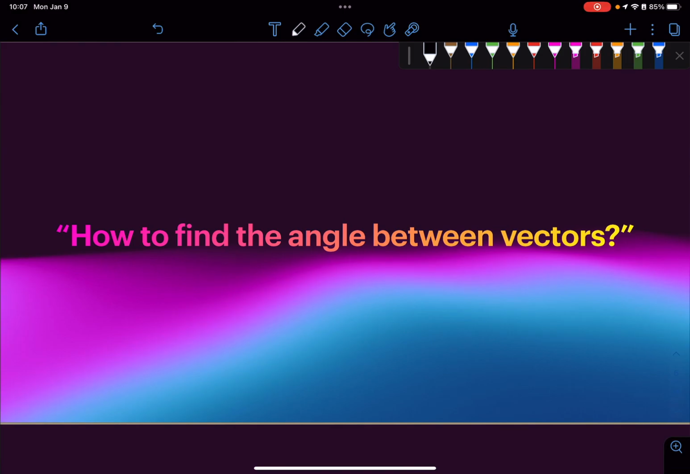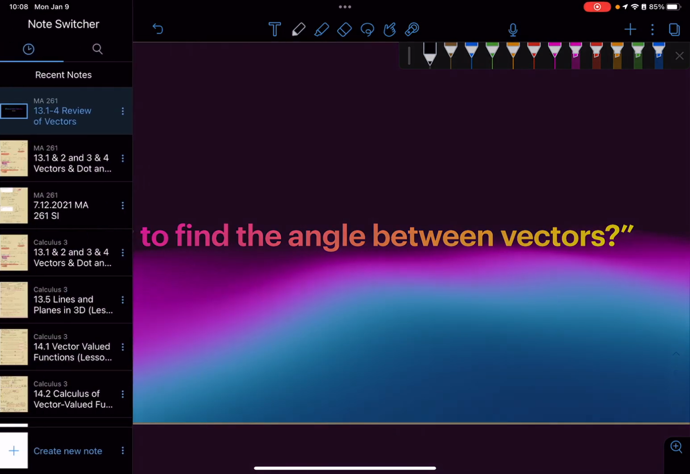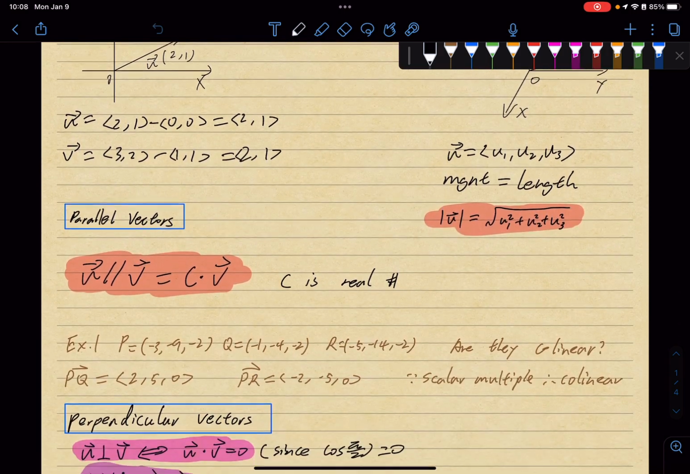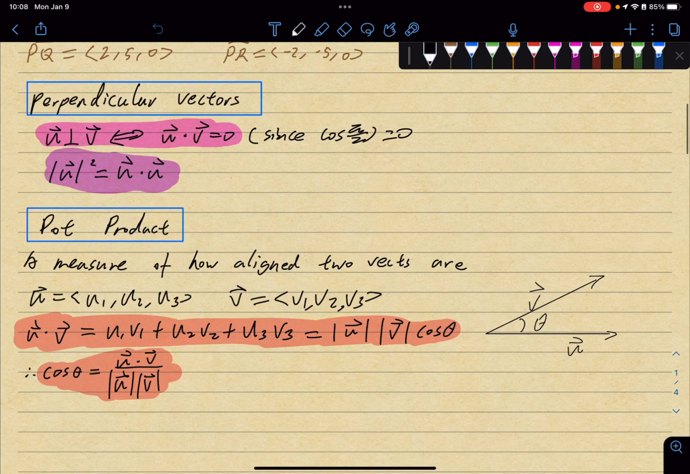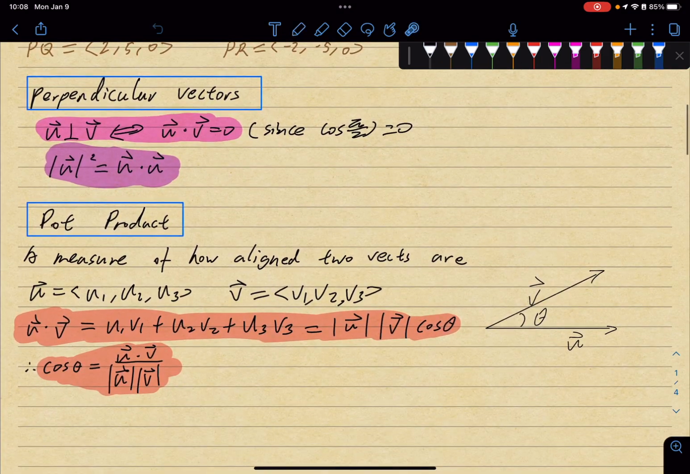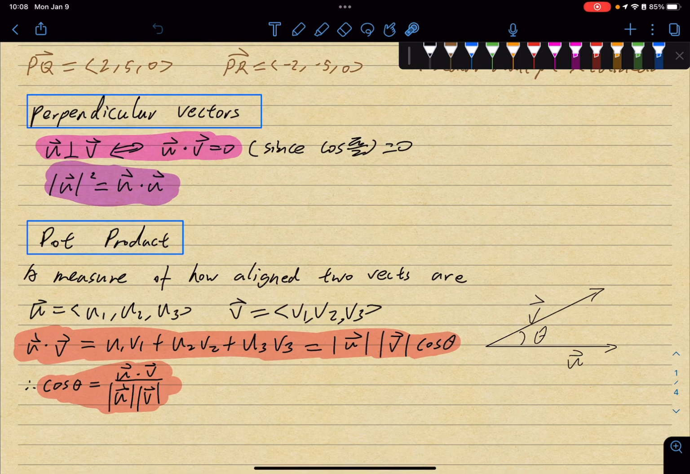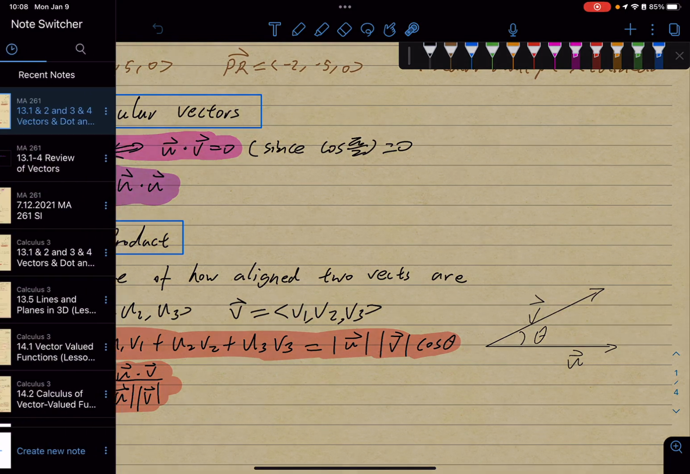Okay, the second question is, how do you find the angle between the vectors? I'll give you some time to think about it. All right, so to answer that question, we need to talk about the property of dot products. As you can see here, this is the equation that we can use to calculate the angle between two vectors u and v, and this is one of the most important things that you need to memorize, to take away from this lecture.